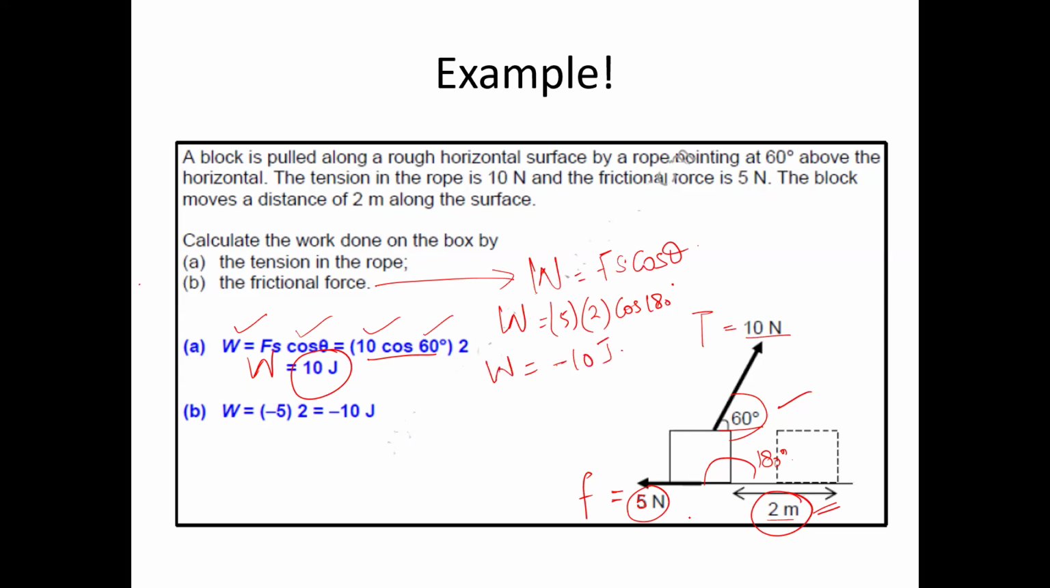So when force is in opposite direction to the distance we studied previously, work done will be negative. And when the angle between force and distance is lesser than 90 degree, it will always be positive. Is this fine? Yes, sir. Okay. Shall I move onwards? Yes, sir.